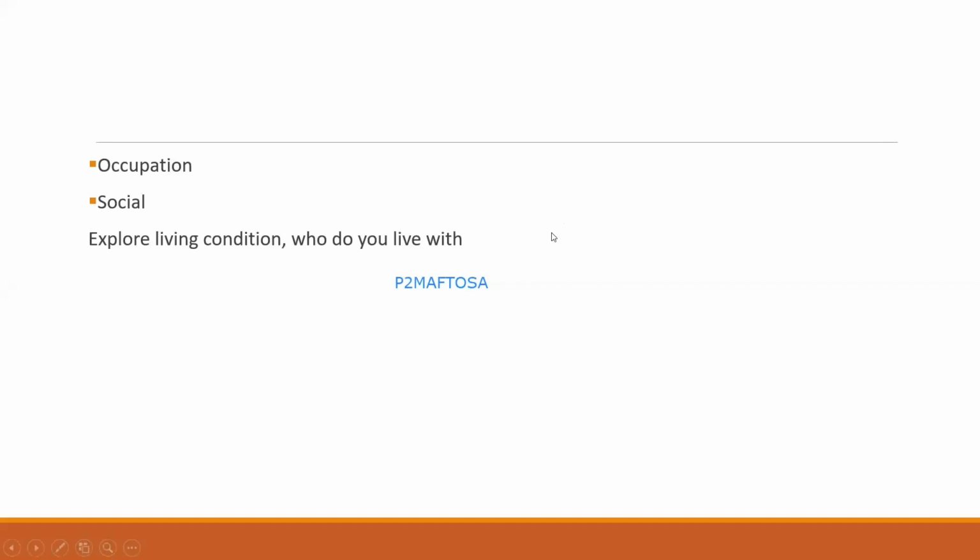Who do you live with? And how are things at home? Do you get support from your family members? Is everything all right? You want to ask those questions. Again, you might think it doesn't change anything, but trust me, that's what will give you your 4/4. That's what will give you your 4/4, trust me.